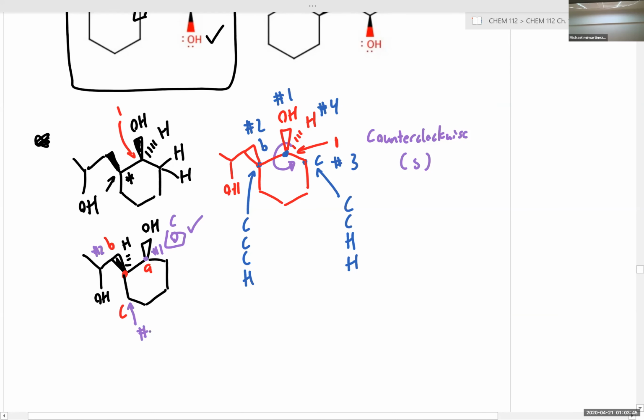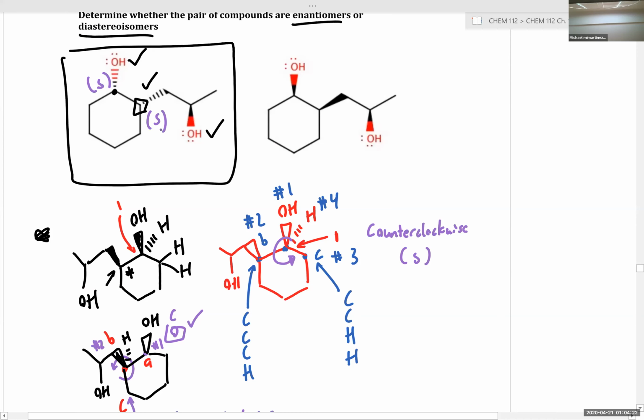So now if we draw our arrow going from 1 to 3, are we going clockwise or counterclockwise? Do we have an R or S configuration at that center? So counterclockwise, ergo we have an S configuration. So let's put that up here.